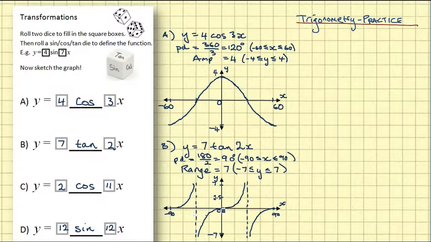Okay, so 2 periods of the tangent. I didn't draw that very well. Let's just make sure that goes up and doesn't curl back. Okay, but I think that's good enough and shows us y equals 7 tan 2x.